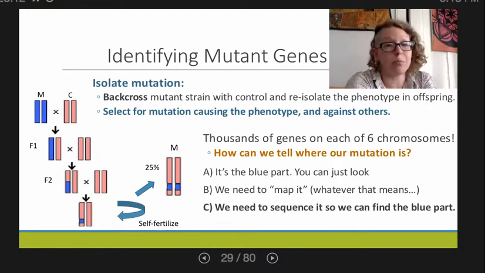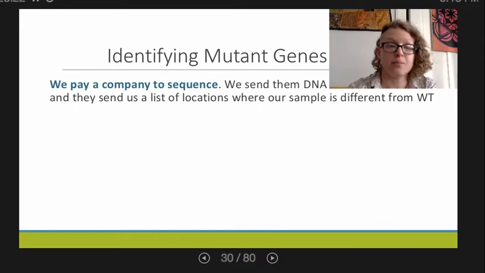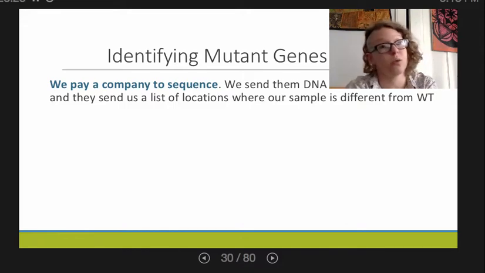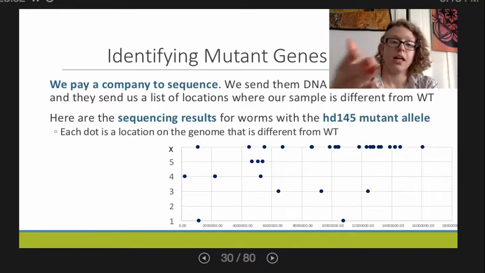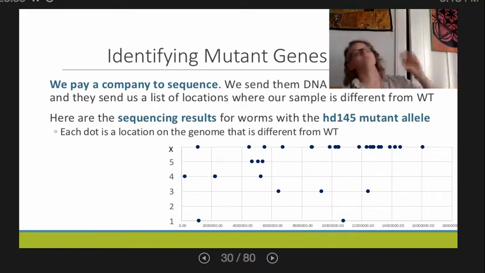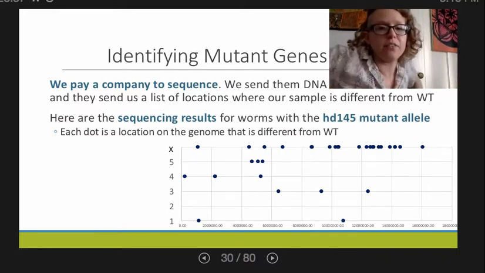It used to be that we would map it first and then sequence. However, sequencing is much cheaper now, and mapping is incredibly time-consuming. So, we sequence it. Specifically, we pay a company to sequence it. We send them the DNA, and then they send us a list of locations where our sample is different from wild type. Here are the sequencing results for a specific one, HD145.